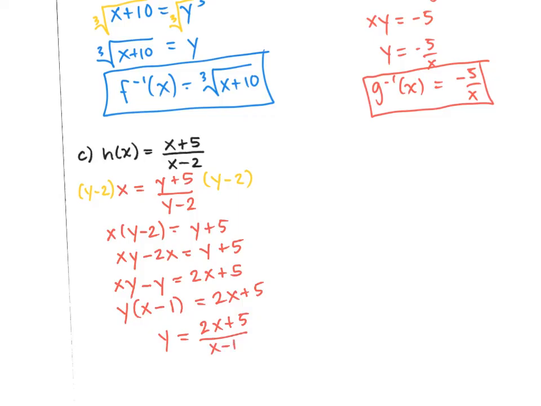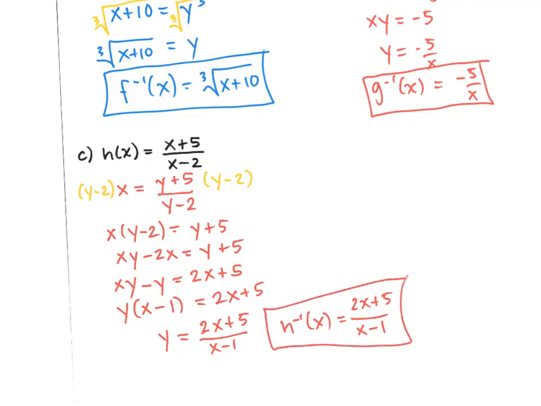Okay, and then I'm going to rewrite this in inverse. So this is h inverse of x equals 2x plus 5 over x minus 1. And if you had done kind of the opposite steps as me, you would have opposite signs that would be equivalent to this expression.